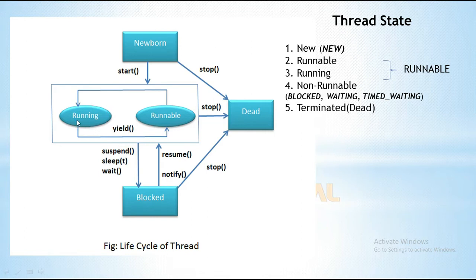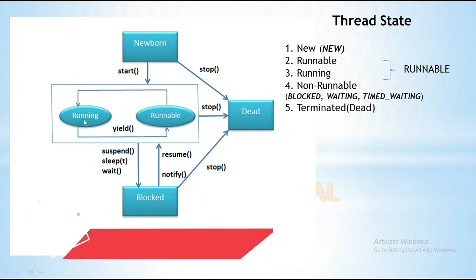If there is already a running thread that already consumes a processor, then a thread in the newborn state, after we call the start method, comes into the runnable state. If a processor is available, that thread directly starts executing, depending on the thread scheduler, or we can say depending on the JVM. If a processor is already available, it starts running; otherwise it goes into runnable. When a processor becomes available, it moves from runnable to running.